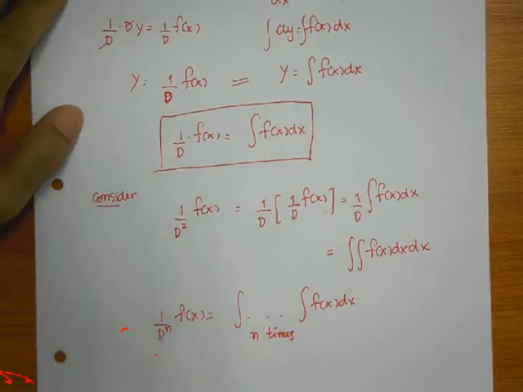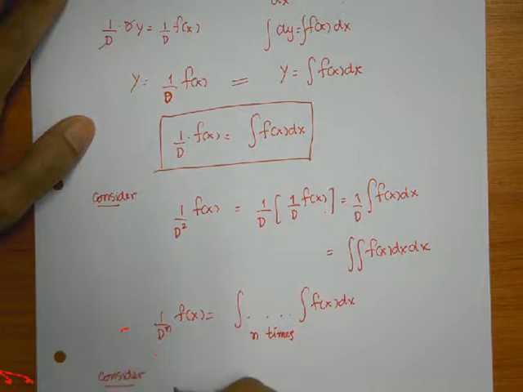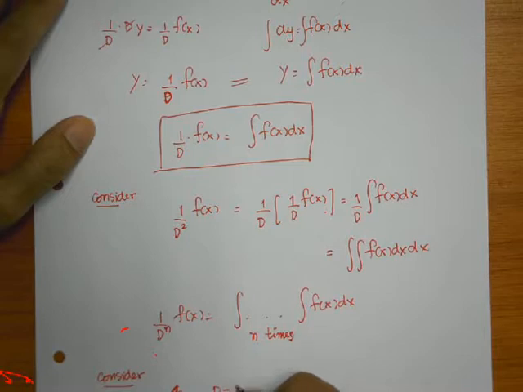Now what if we have 1 over (D minus a) y equal to f(x)?